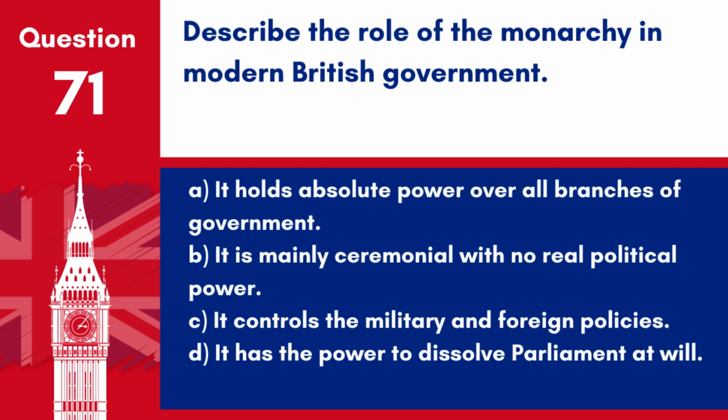particularly children. Question 71. Describe the role of the monarchy in modern British government. A. It holds absolute power over all branches of government. B. It is mainly ceremonial with no real political power. C. It controls the military and foreign policies. D. It has the power to dissolve Parliament at will. Answer B. It is mainly ceremonial with no real political power. The modern British monarchy acts as a ceremonial figurehead. Real political power lies in Parliament and the elected government.